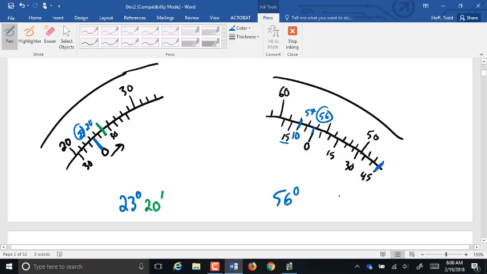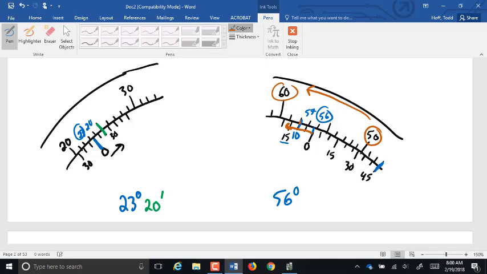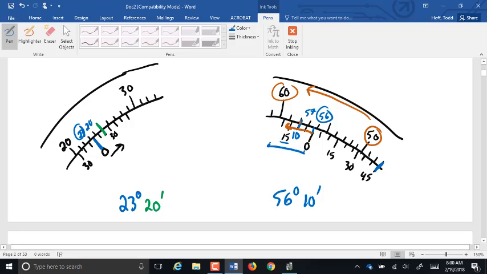How do I know which one to use? Well, in the main scale, what direction is increasing? Going that direction is increasing, correct? So then I go that side of the 0 is the direction I read. So it is the 10 minutes that I want. So that's 56 degrees, 10 minutes. So we always read the vernier scale in the same direction as the main scale would be getting larger. So since the numbers get larger going that way, we read on that side of the 0 of the vernier scale.